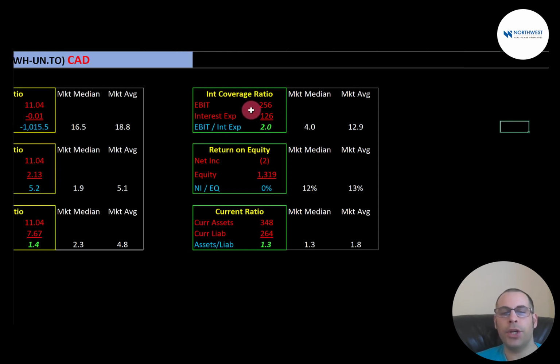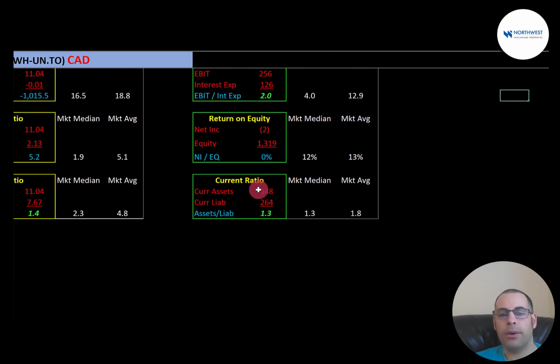Good interest coverage ratio, that's EBIT over interest expense. I like to see above 2.0, they're at 2.0. Negative net income, so we can't look at the ROE. Current ratio is good, that's current assets over current liabilities. I like to see between 1.2 and 2, they're at 1.3.